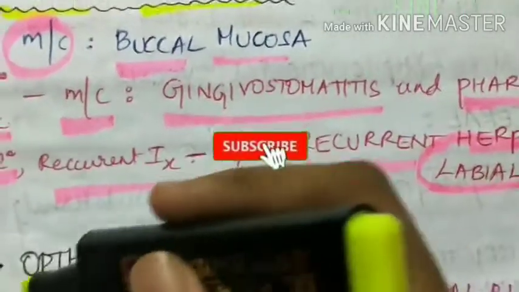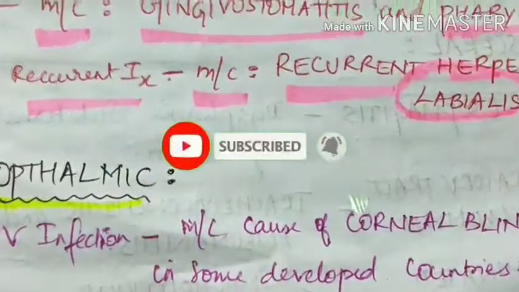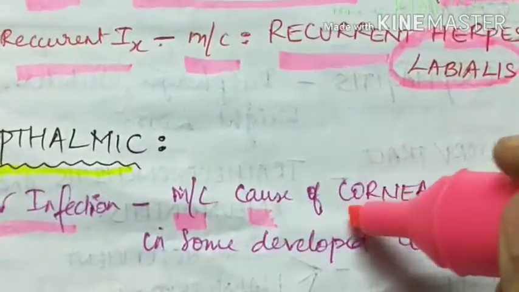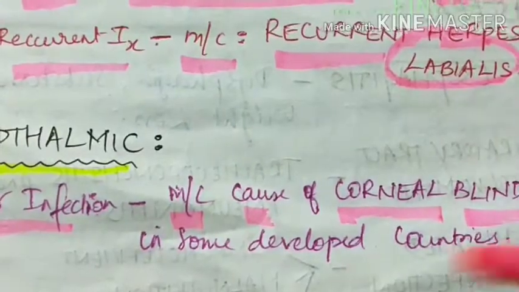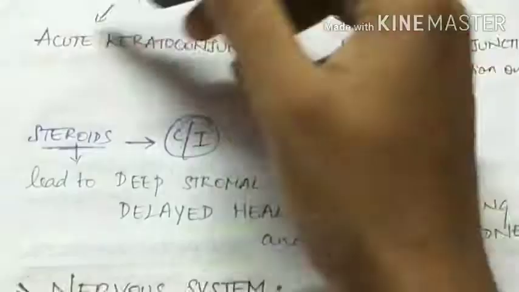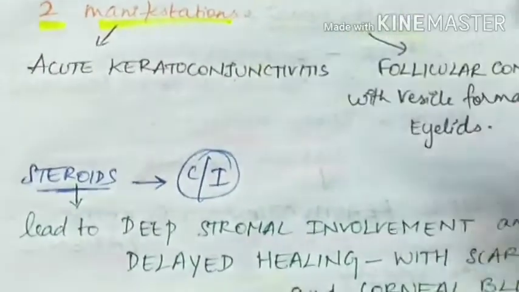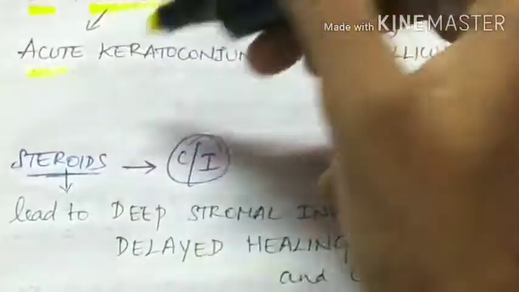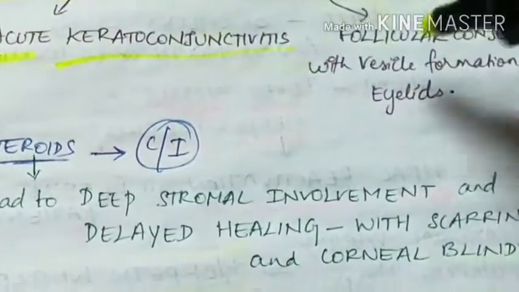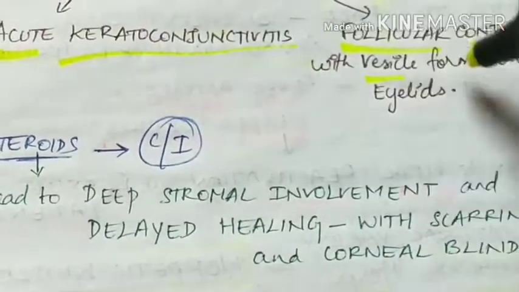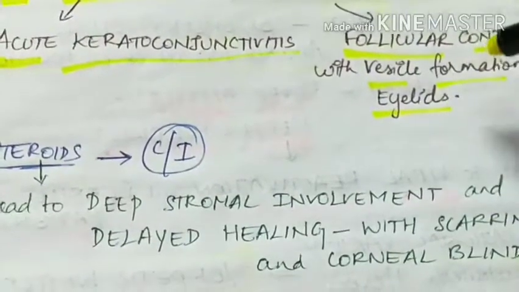Third is ophthalmic. The herpes simplex virus infection is the most common cause of corneal blindness in some developed countries. There are two manifestations of ophthalmic infection. One is acute keratoconjunctivitis and the second is follicular conjunctivitis with vesicle formation on the eyelids.